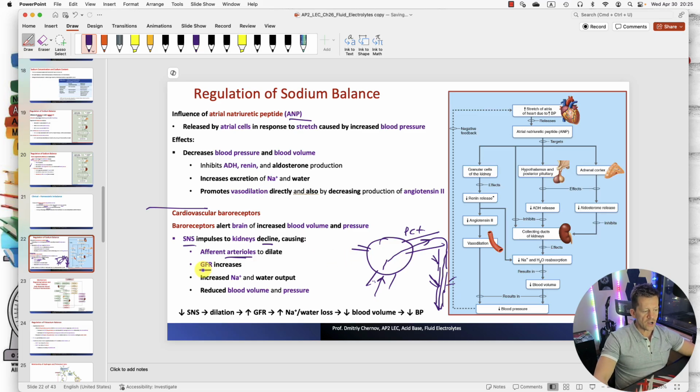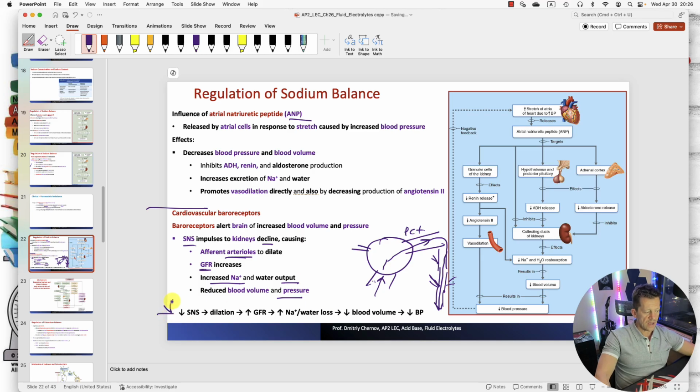So the GFR increases just because the efferent arterioles dilate and there's more flow. So less time is spent by sodium and water within the renal system, and so there's less absorption of the sodium, so there's more excretion of the sodium. So that increases sodium and water output, and that leads to the drop of the blood pressure.